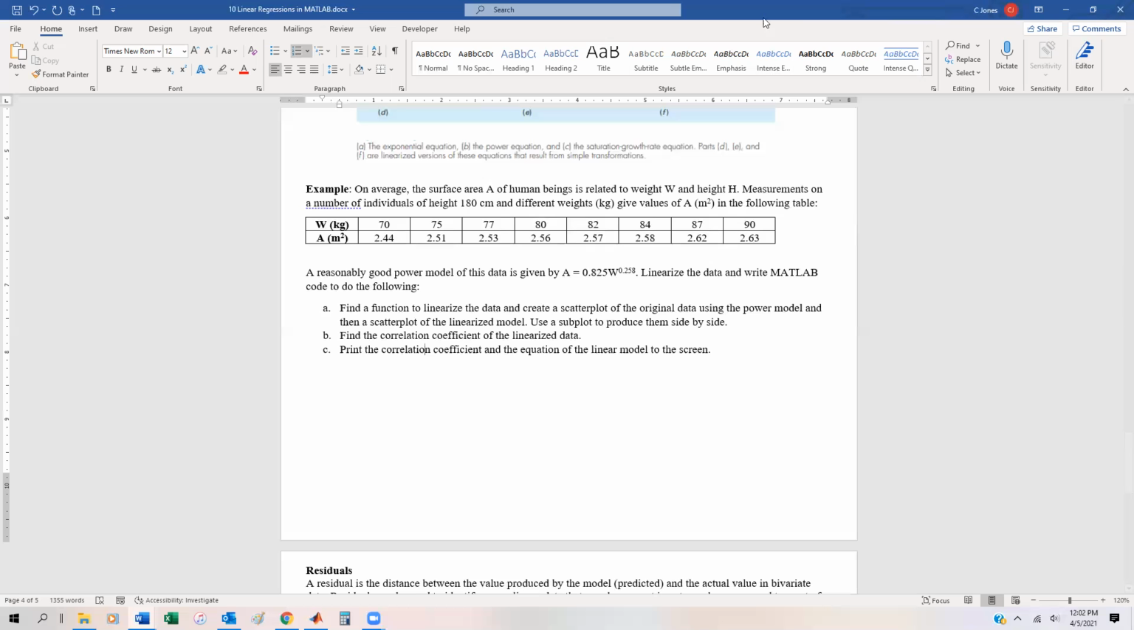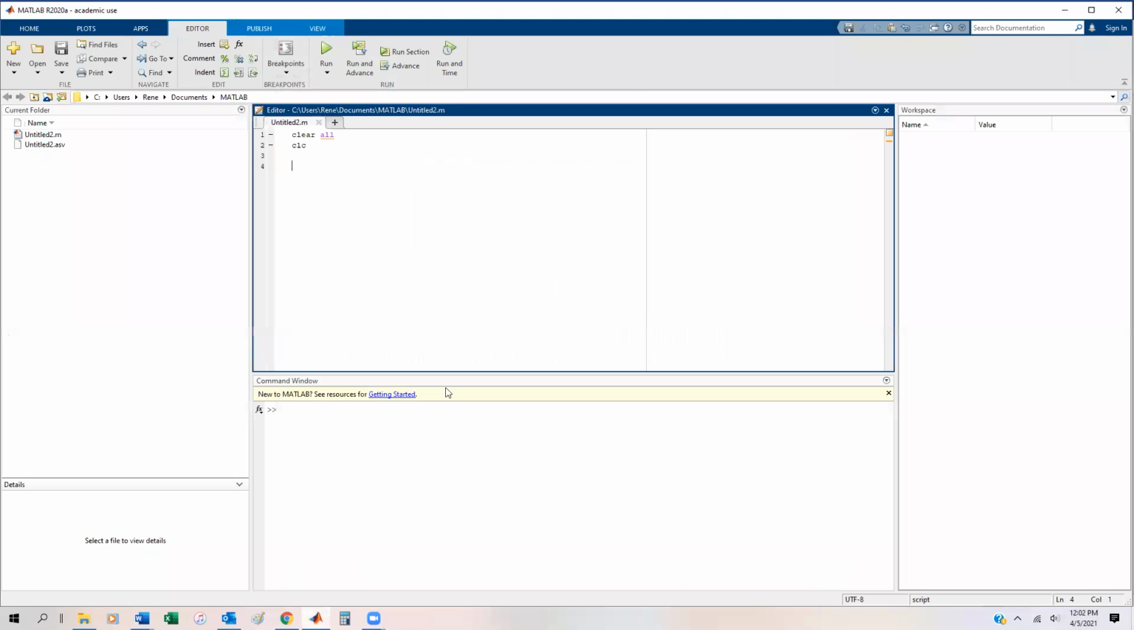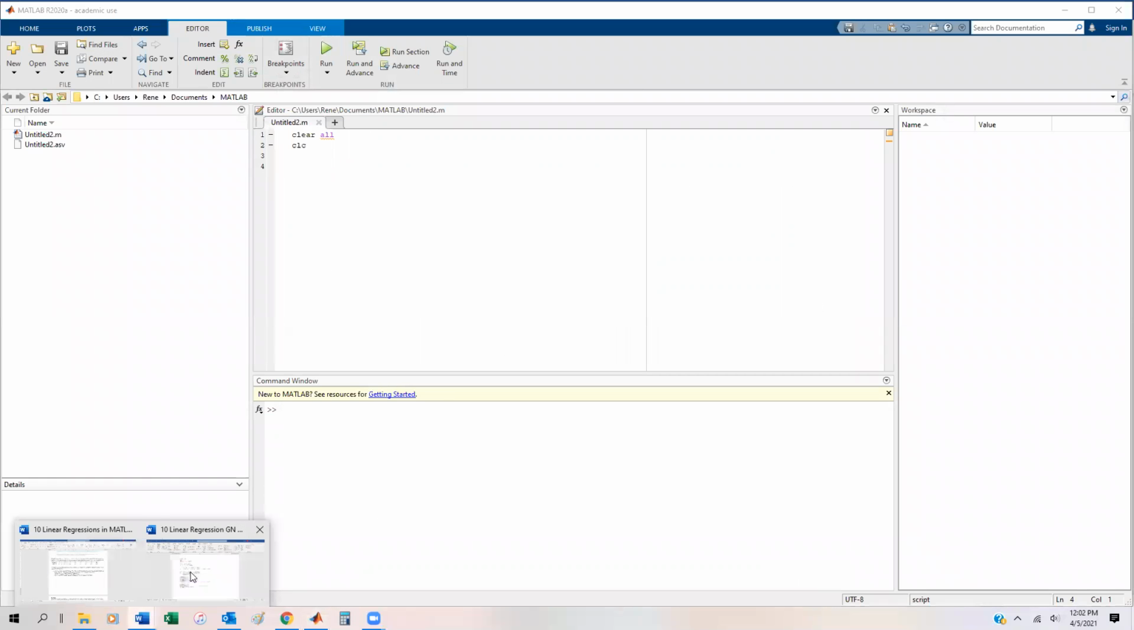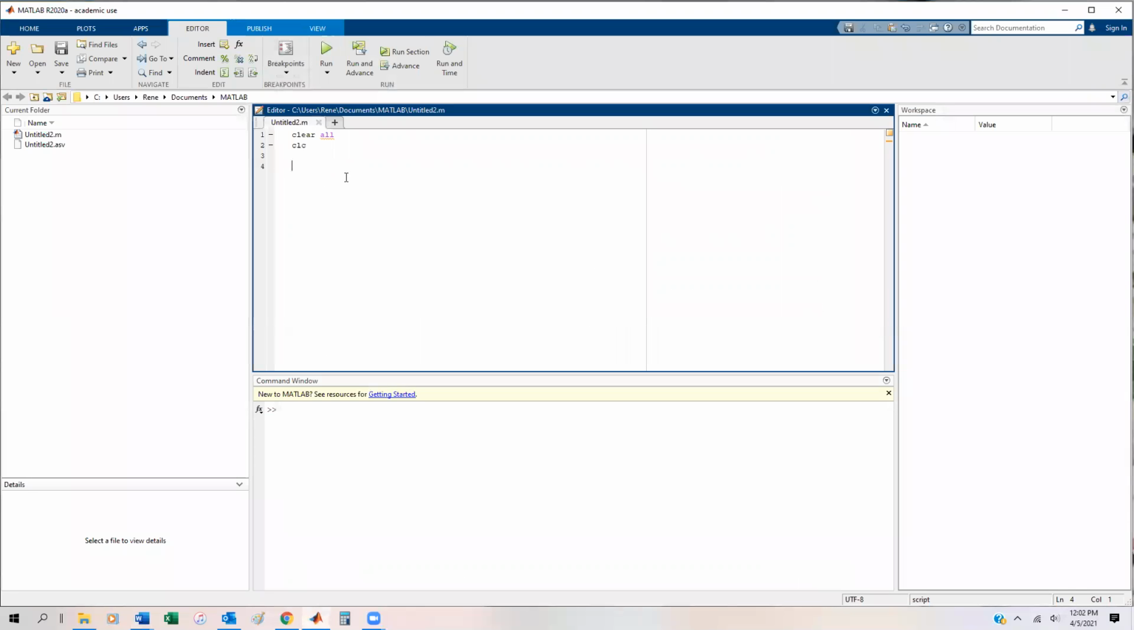First things first, we have to code the data into MATLAB, so I'm going to do that first. Let me pull this off to the side so I can see it. I'm going to set W equal to the original data, which was 70, 75, 77, 80, 82, 84, 87, and 90.